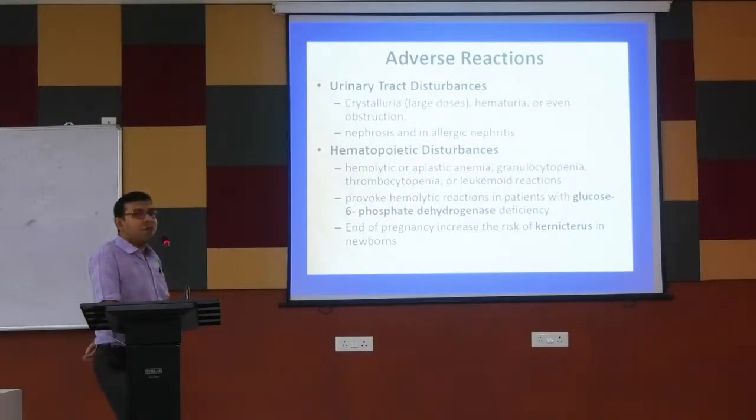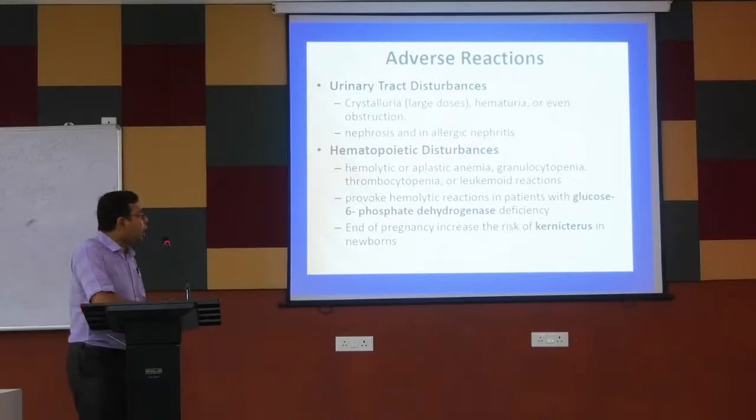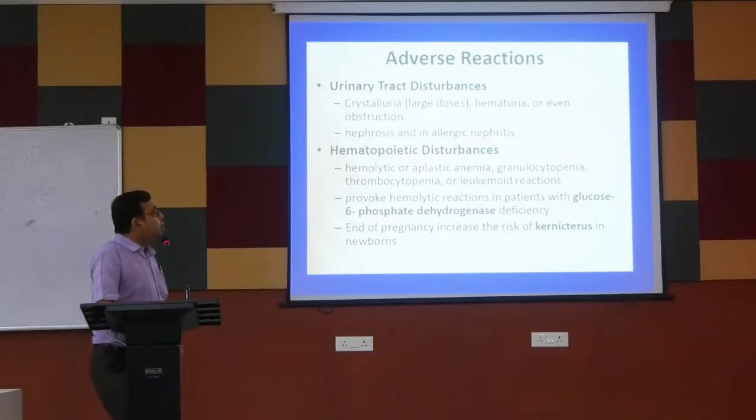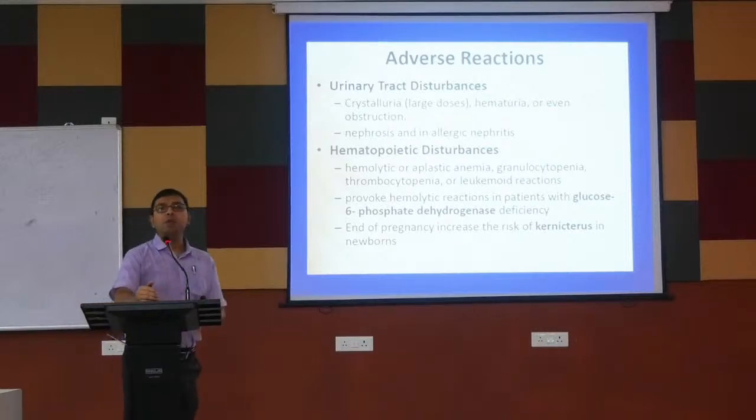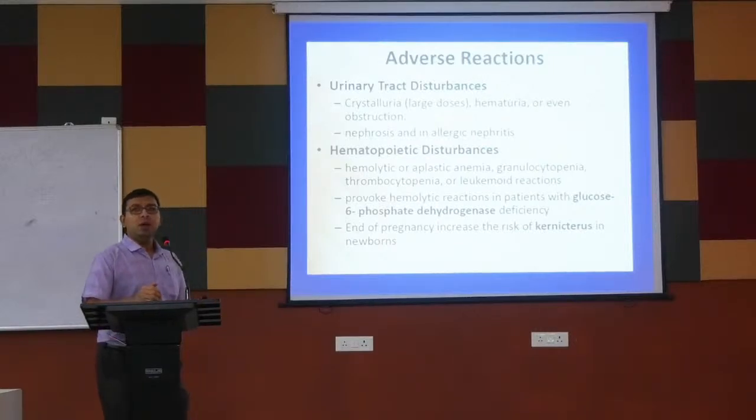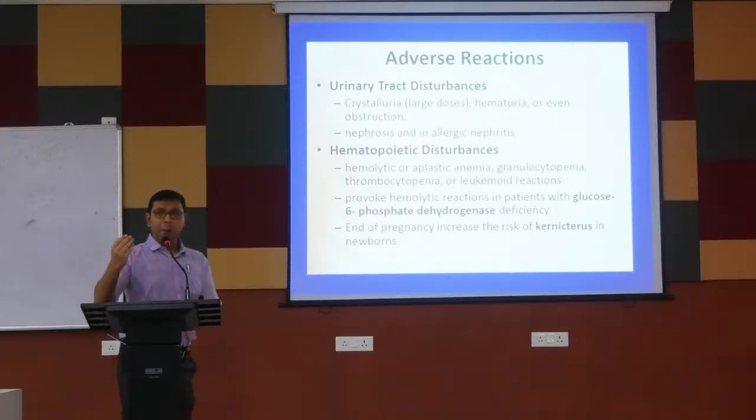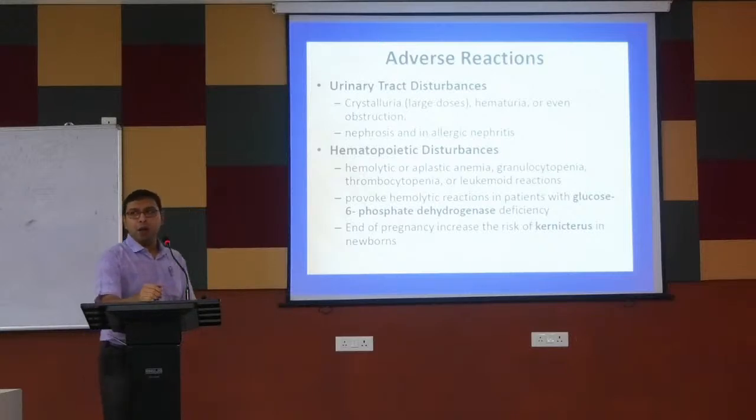Nephrosis and allergic nephritis, that is, problems in the kidney, can also develop. Hematopoietic disturbances like aplastic anemia, granulocytopenia, thrombocytopenia can happen, and it can provoke a hemolytic reaction in some individuals who have glucose-6-phosphate dehydrogenase deficiency. So there may be some individuals who have G6PD deficiency. This is more prevalent in some Mediterranean regions, where if sulfonamide is given, the breaking down of the RBC will happen.